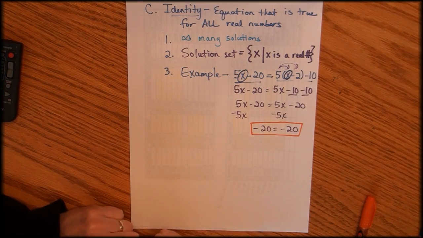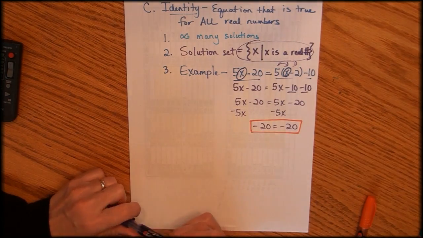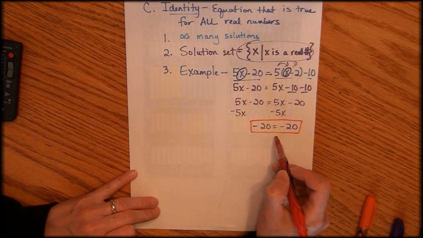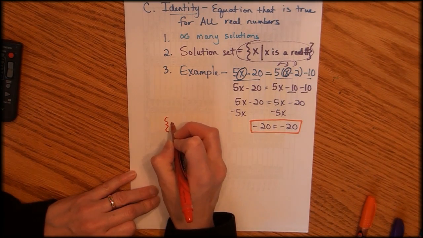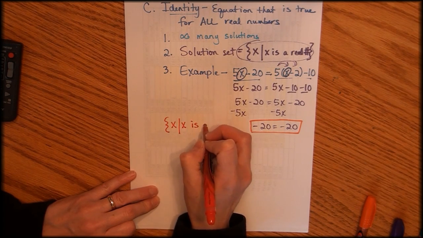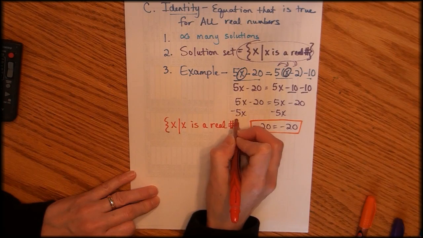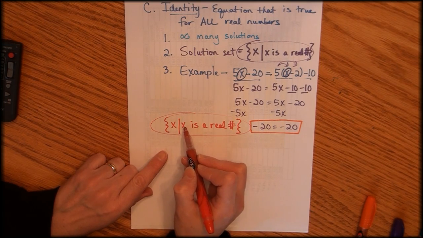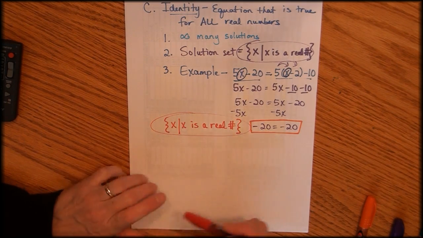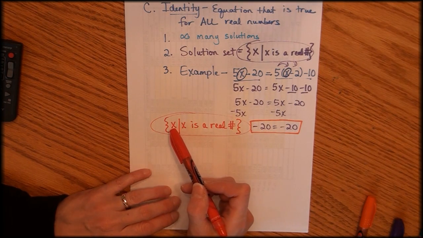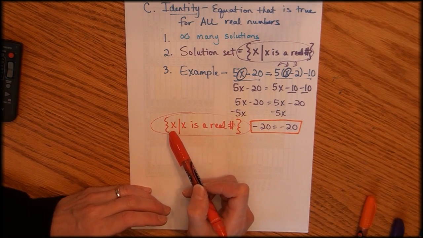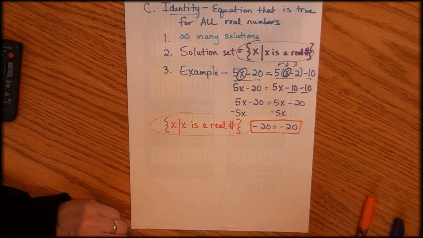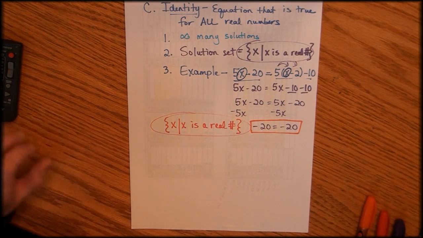And so that's how you write your answer whenever you come down to an identity, meaning that every single number will work. So at the end of this, I don't circle this. This is not my answer. What I write for my answer is x such that x is a real number. That is what my answer is. The set of all numbers such that the number is a real number. Now, if you had a different variable other than an x, you would put braces n such that n is a real number, or m such that m is a real number, or whatever variable you're using. But that's how you express your answer when you have an identity.